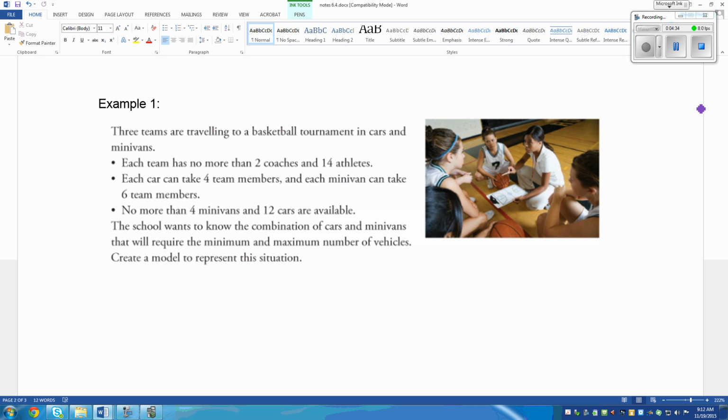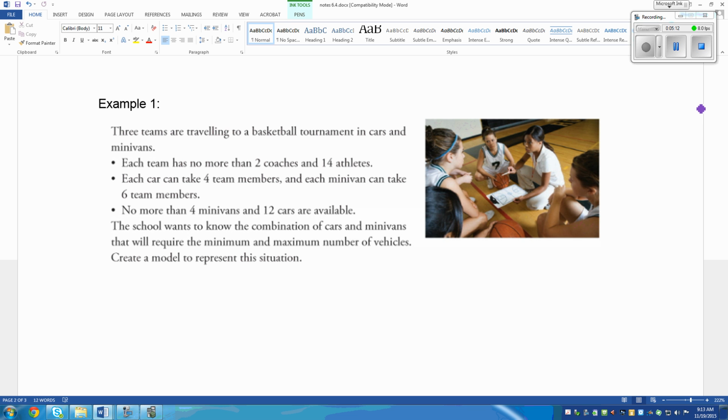3 teams are traveling to a basketball tournament in cars and minivans. Each team has no more than 2 coaches and 14 athletes. Each car can take 4 team members, and each minivan can take 6 team members. No more than 4 minivans and 12 cars are available. The school wants to know the combination of cars and minivans that require the minimum and maximum number of vehicles. Create a model to represent this situation.